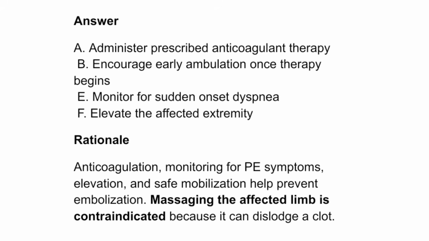Answer. A. Administer prescribed anticoagulant therapy. B. Encourage early ambulation once therapy begins. E. Monitor for sudden onset dyspnea. F. Elevate the affected extremity. Rationale.